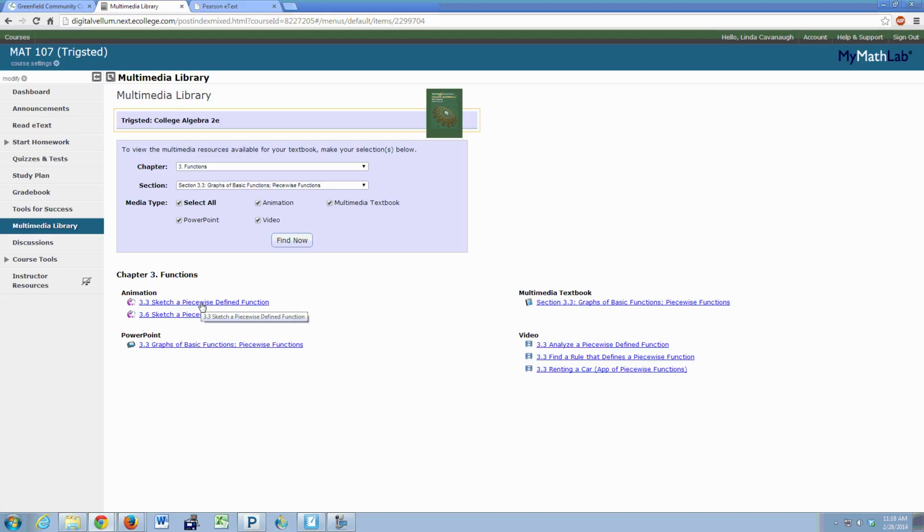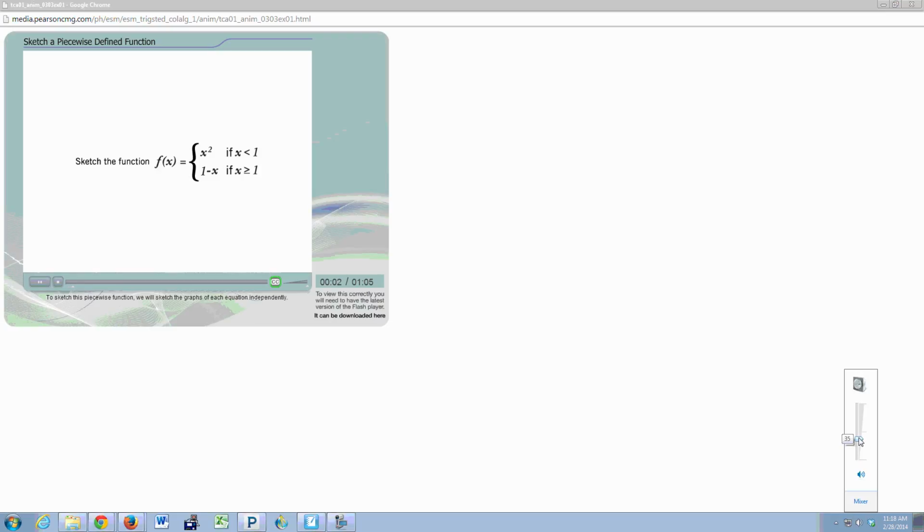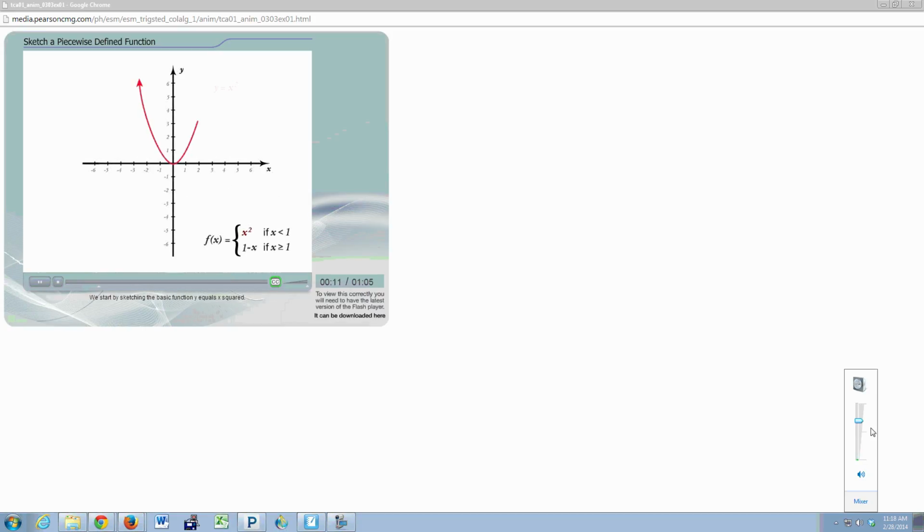You're going to see a video of how to sketch that piecewise, but it's really cool what the guy does. We will sketch the graphs of each equation independently. We start by sketching the basic function y equals x squared. However, we are only interested in sketching this graph for values of x that are less than 1. We must therefore eliminate or erase the portion of the graph for values of x greater than or equal to 1. Note that the point 1, 1 is not included on this graph.